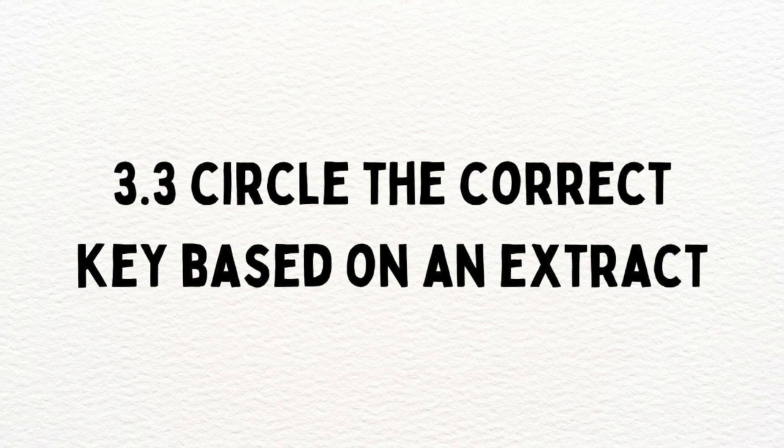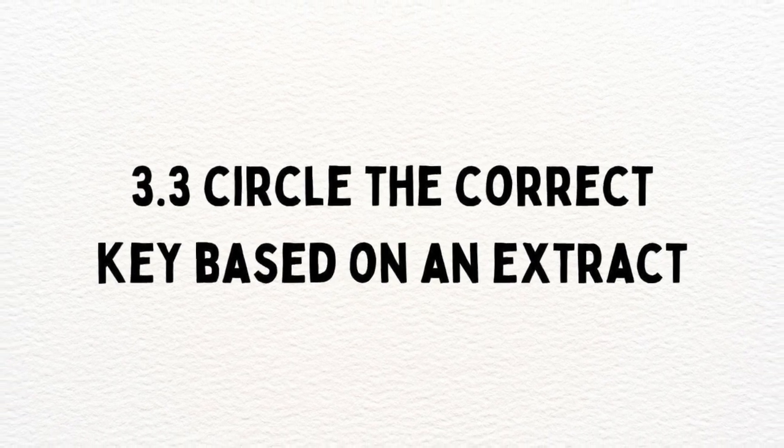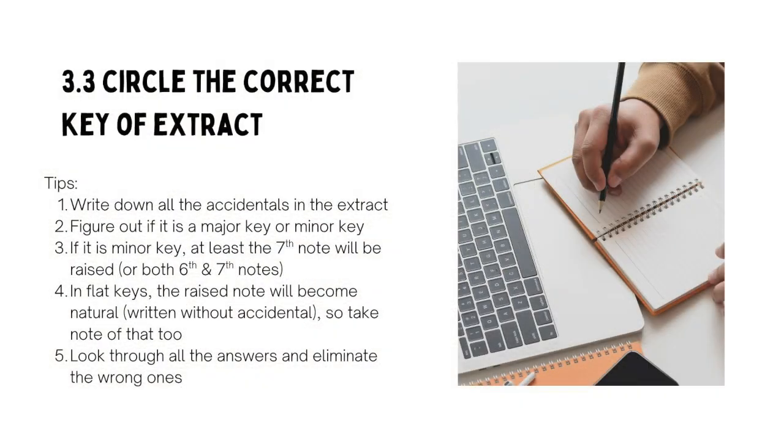Moving on to 3.3, circle the correct key based on an extract. Here are some answering tips. Write down all the accidentals in the extract. Figure out if it is a major key or a minor key.